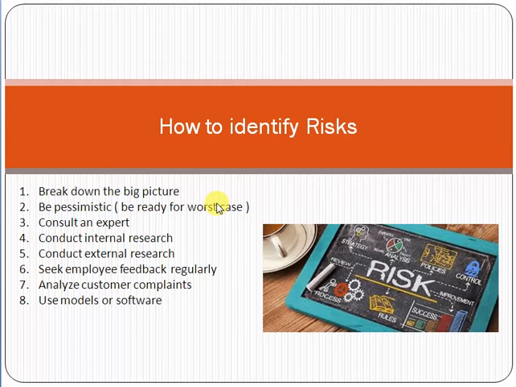Friend, to identify the risk, first of all you have to break down the scope into little pieces. Whenever you are talking about the project, you have to identify the risk, and to identify the risk you have to break down the things, break down the scope. For example, let's assume you have to make a mobile application for a customer. Breaking down means you have to break down the scope: for Android, you have to develop; for iOS, you have to develop.